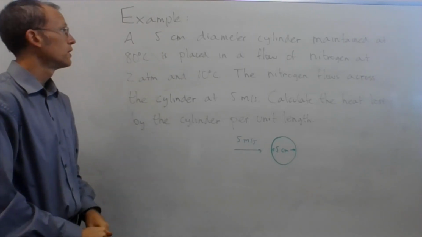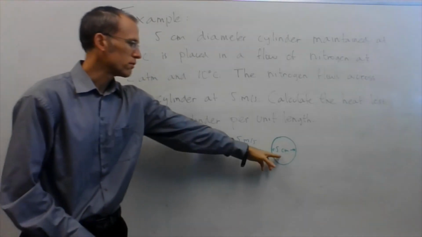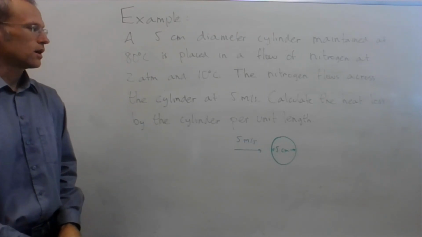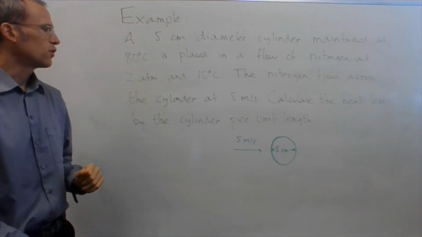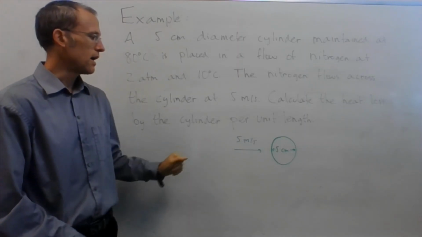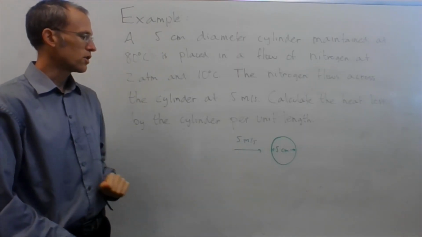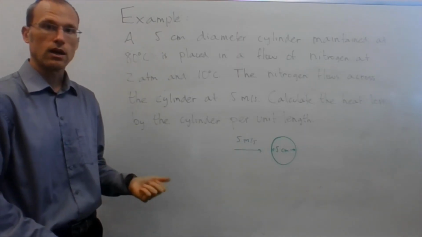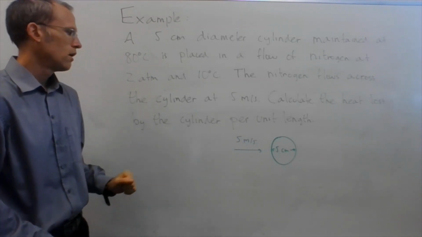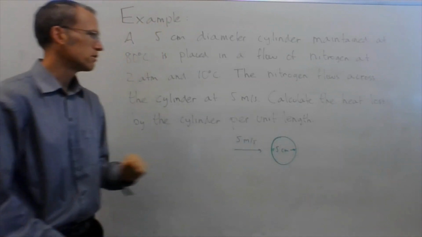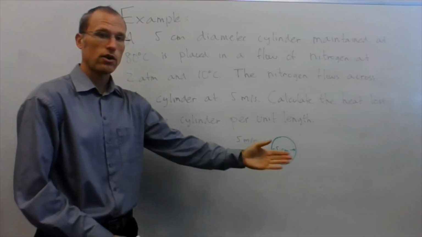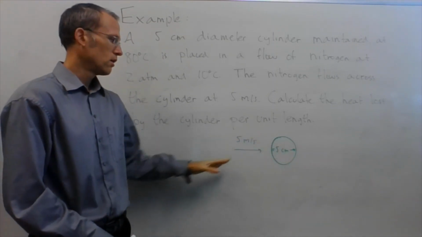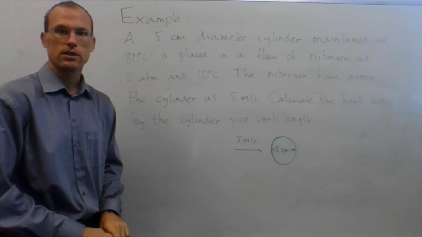So to do an example of this, a 5 centimeter diameter cylinder, surface temperature 80 degrees Celsius on the surface, placed in a flow of nitrogen, so coming in at 5 meters per second, temperature of 10 degrees Celsius, and pressure of 2 atmospheres, flows across my cylinder. Want to know the heat loss per unit length of my cylinder, so in and out of the board, per unit length, what sort of heat is being lost by my cylinder.